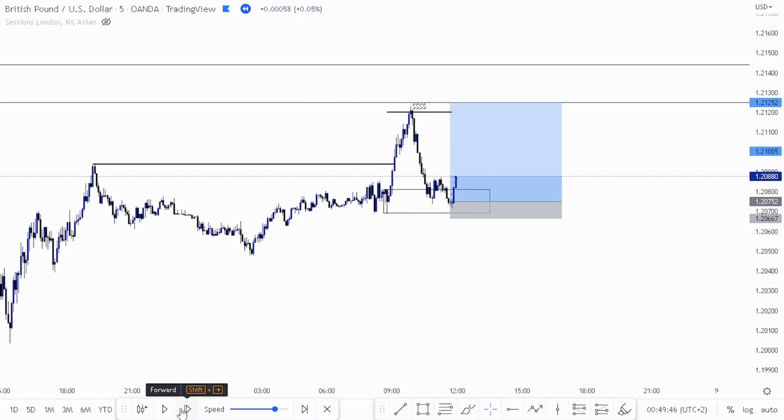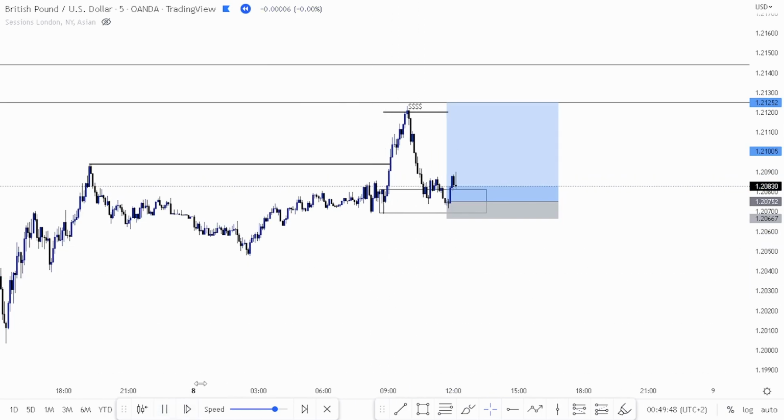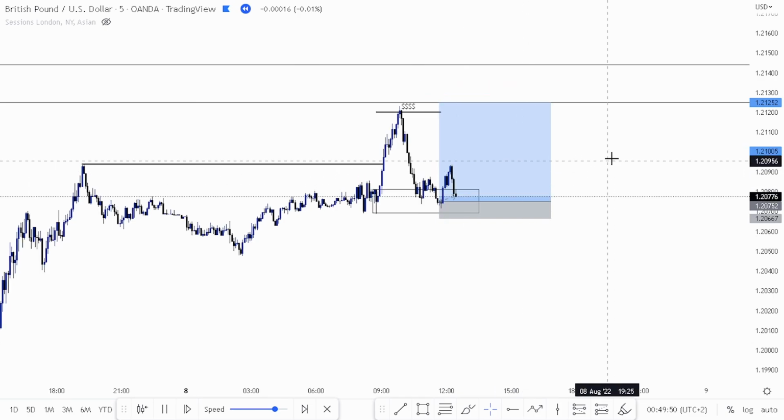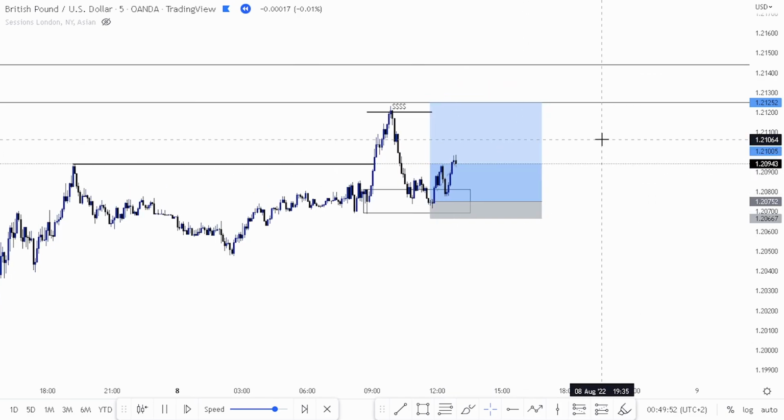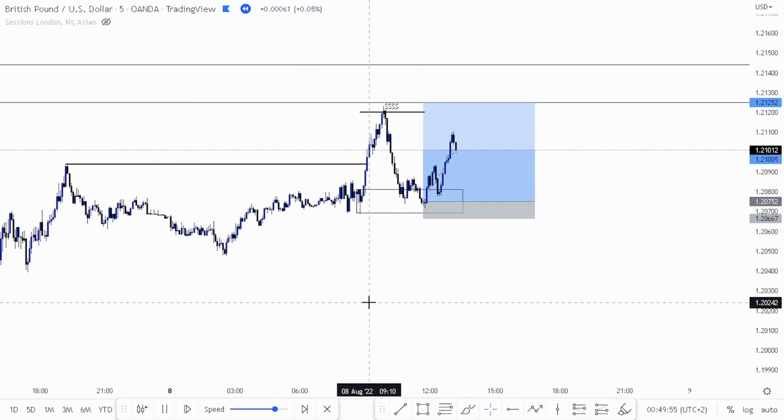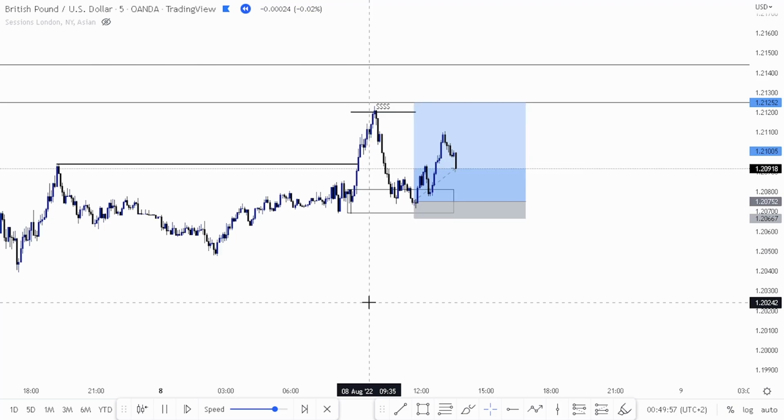Now, this is how the market played out. This was a trade we took today, which is a Monday, the 8th of August.